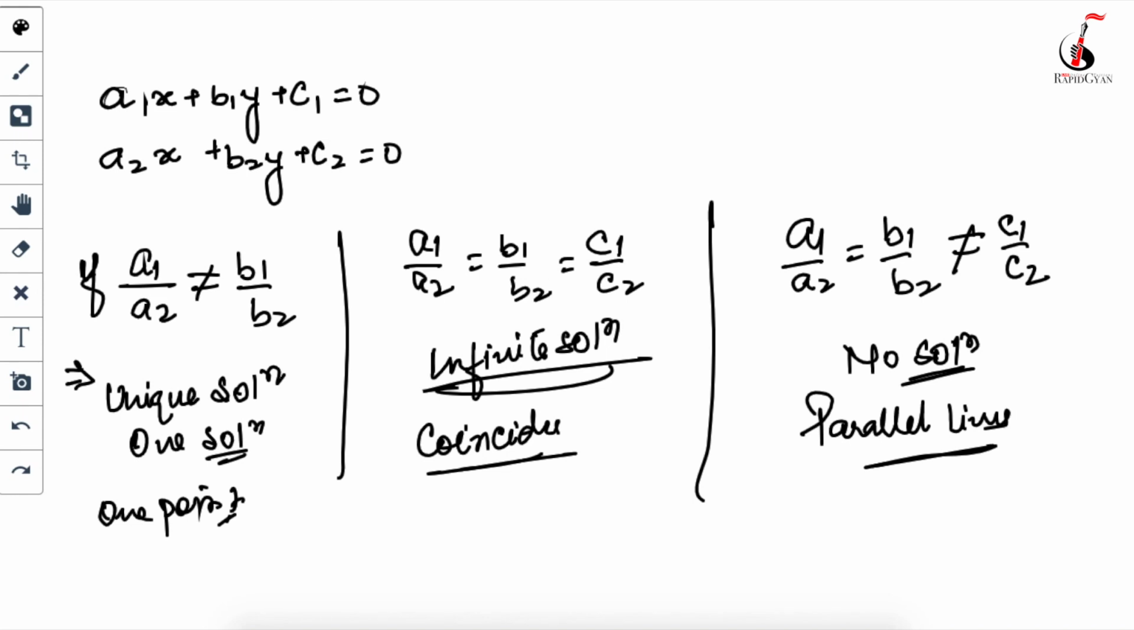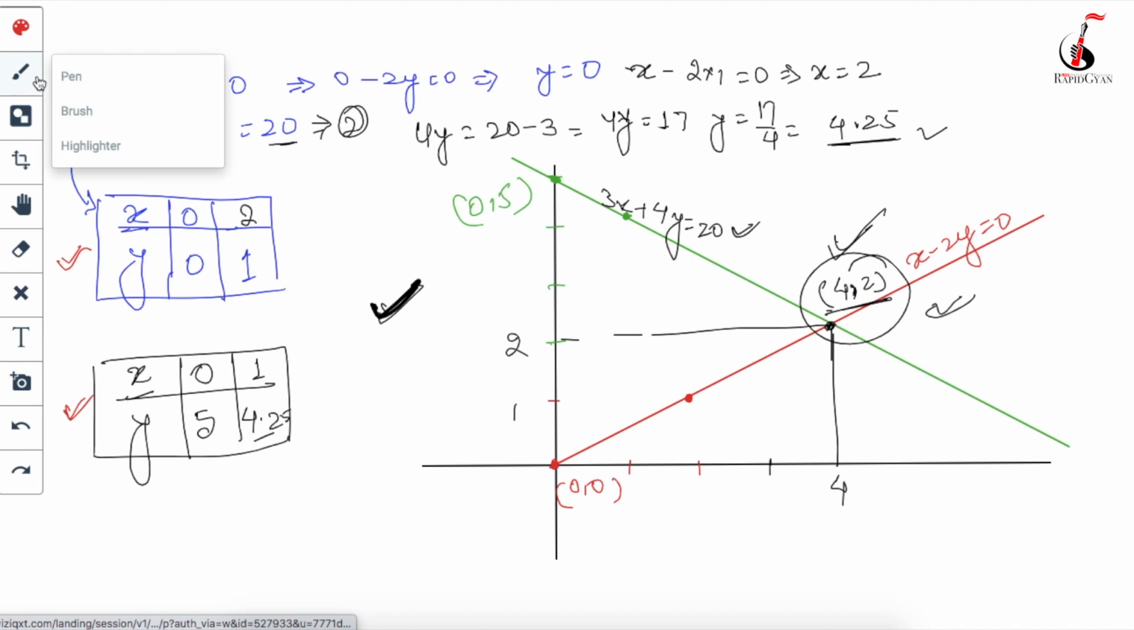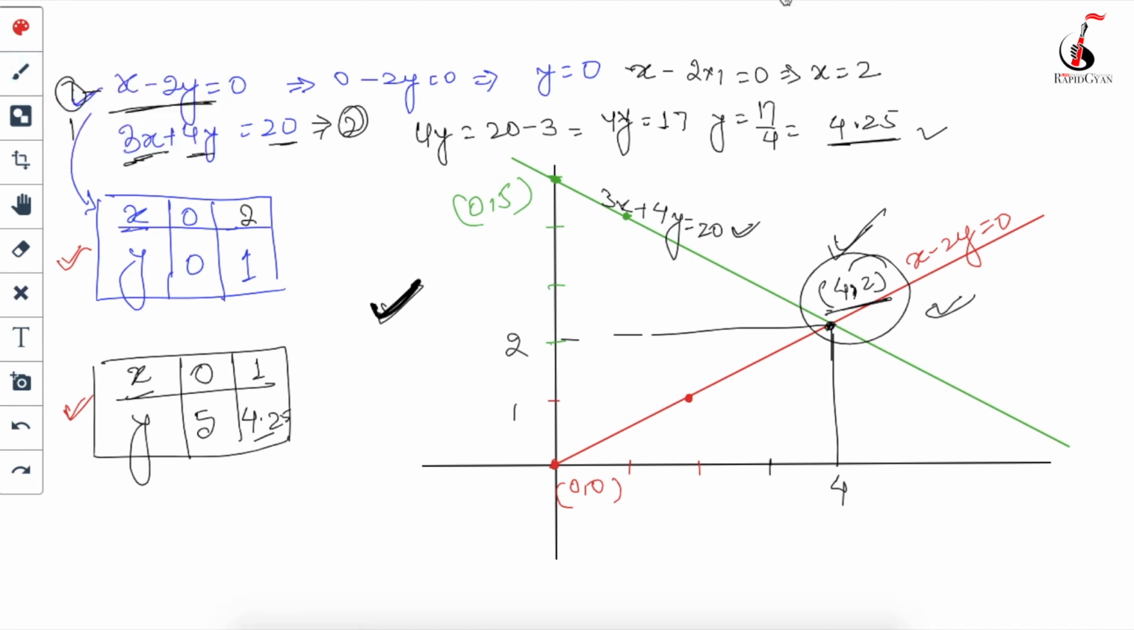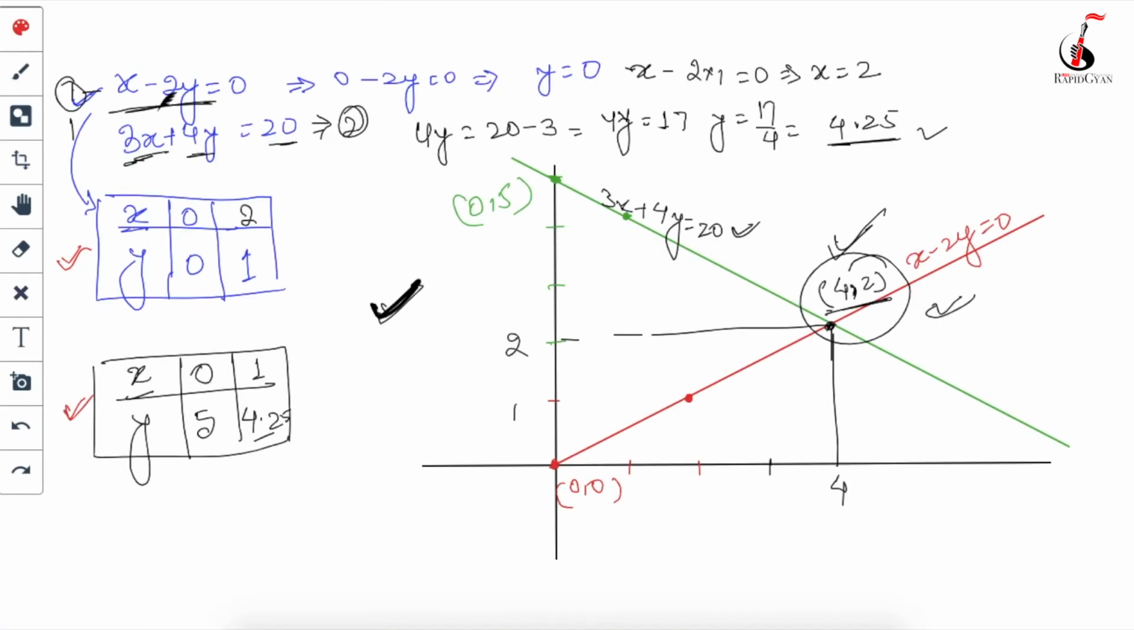So let's verify our statement. This is the case: x minus 2y is equal to 0 and 3x plus 4y is equal to 0. First you will have to write these equations in this form. So x minus 2y is equal to 0. Here I can write x. This is a1x, and there is no coefficient, so I can write it as 1x.